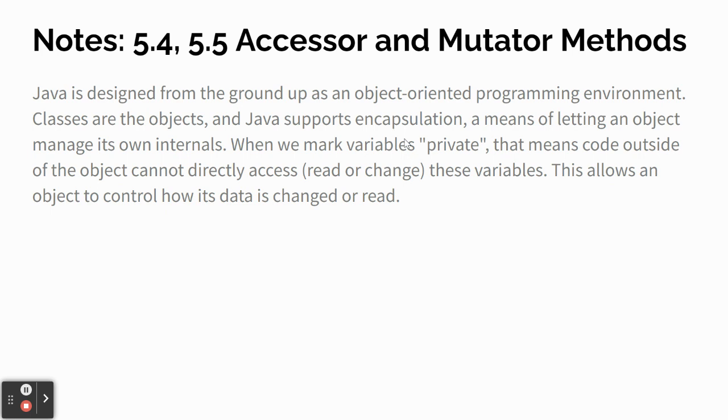Java's designed from the ground up as an object-oriented programming environment, and classes are the objects, and Java lets the classes protect their internals. That's why we say private on the variables, because we don't want other pieces of code just going in and changing the variables. If you had a fraction class, let's say, and you wanted to let people change the fraction, you'd want to control how they changed it, not just let them put a piece of text in instead of the denominator.